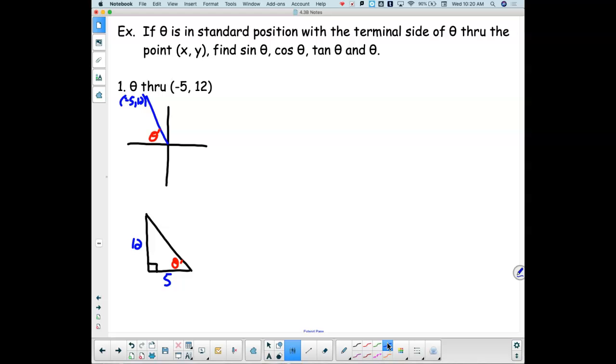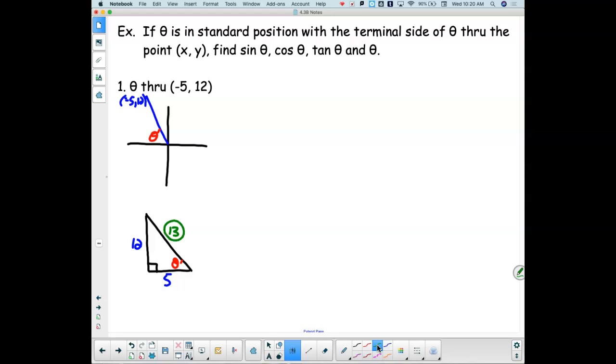So I use the Pythagorean theorem. Can we do that one in our head? There is a 5, 12, 13 triangle. It's called a Pythagorean triple. So what does that mean? My hypotenuse is 13. Okay?